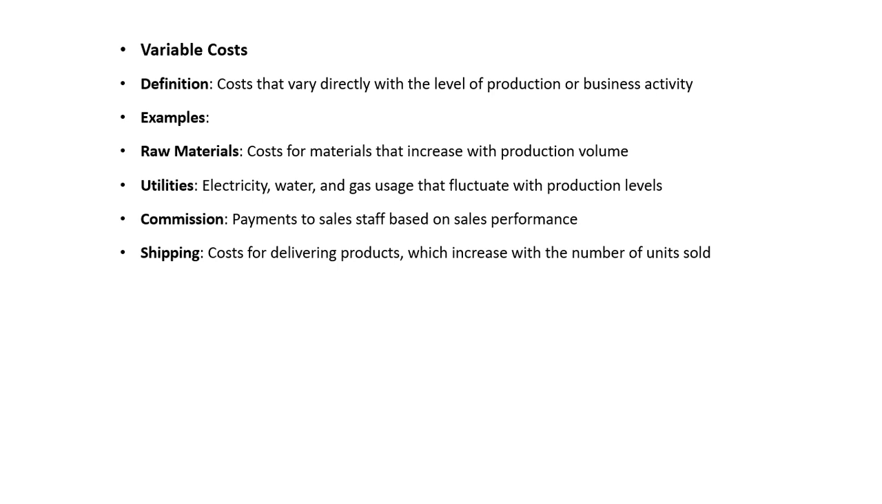Variable costs. Definition: costs that vary directly with the level of production or business activity. Examples: raw materials, costs for materials that increase with production volume. Utilities, electricity, water, and gas usage that fluctuate with production levels. Commission, payments to sales staff based on sales performance. Shipping, costs for delivering products which increase with the number of units sold.